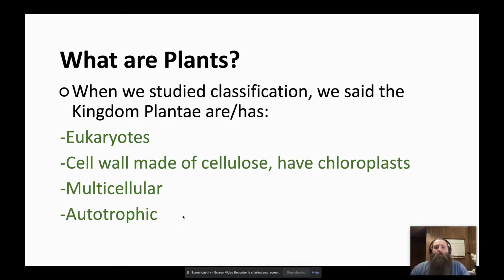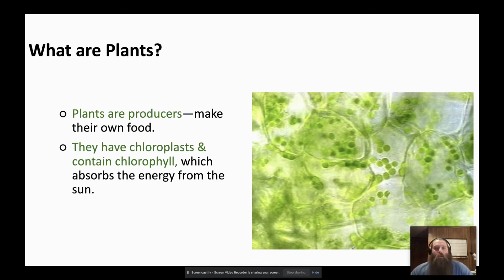So what are plants? Well, we know that plants are eukaryotes. They have a cell wall that's made of cellulose. We know they have chloroplasts, and they're going to be multicellular organisms, and they're going to be autotrophs. Remember, this means they are going to make their own food. That's very important. Now, when we say they make their own food, another way we might identify that is the word producer. Again, they do have chloroplasts. That's what these green little structures are here.